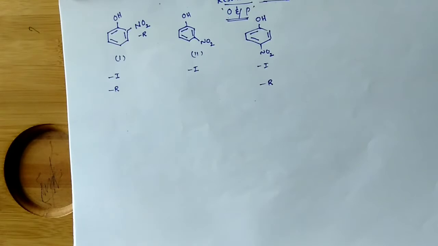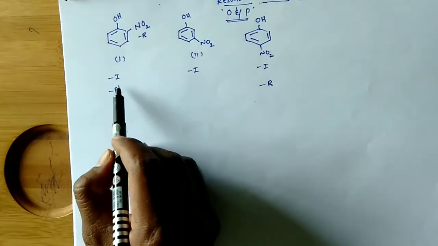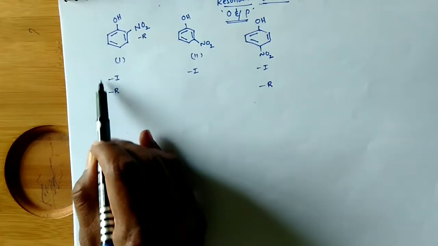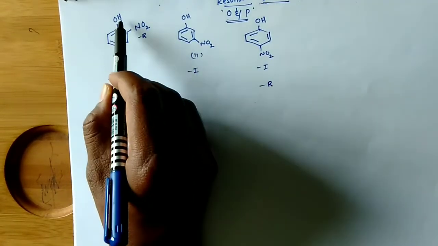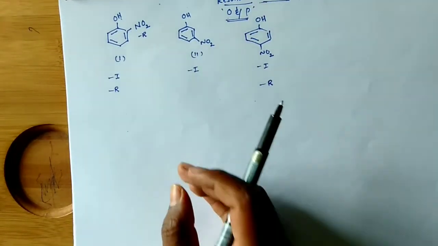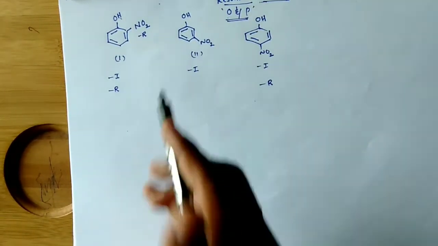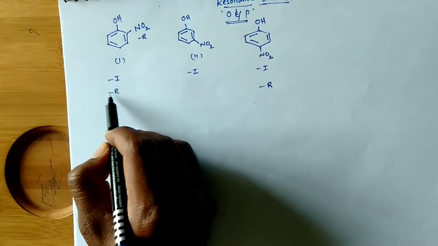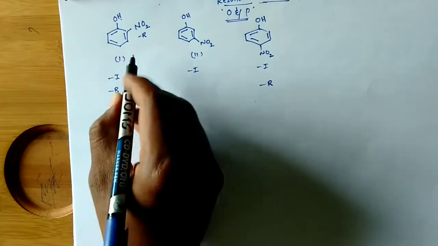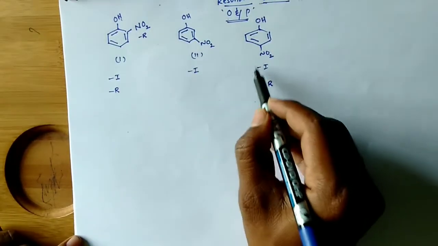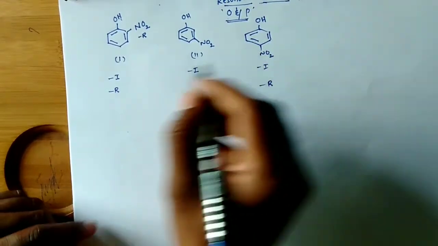Okay, so here two effects are stabilizing the phenoxide ion. You just assume this is the phenoxide ion. Of course I kept hydrogen here also, because we are discussing the acidity of phenols. Okay, so here two effects, minus I effect and minus R effect, are stabilizing the phenoxide ion. Here also two effects stabilizing the phenoxide ion.